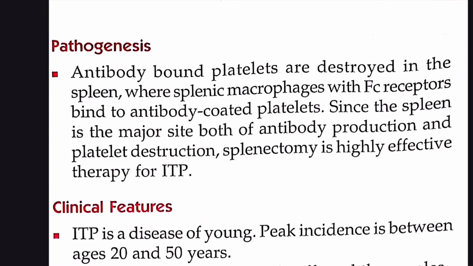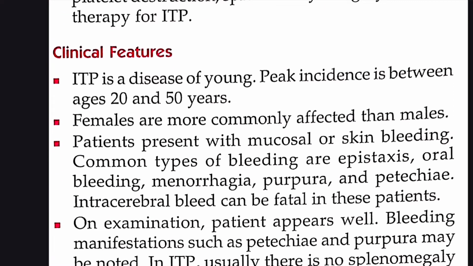Coming to the pathogenesis, antibody bound platelets are destroyed in the spleen, where splenic macrophages with Fc receptors bind to the antibody coated platelets. Since the spleen is the major site of both antibody production and platelet destruction, splenectomy is highly effective therapy for ITP. Clinical features: ITP is a disease of the young.